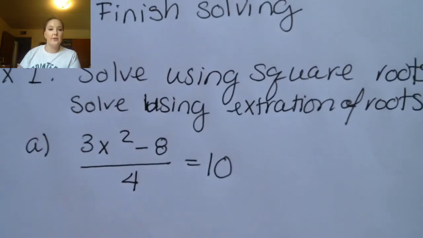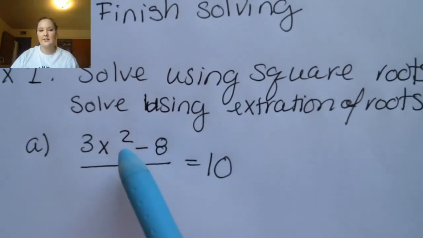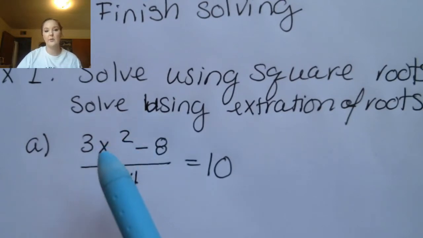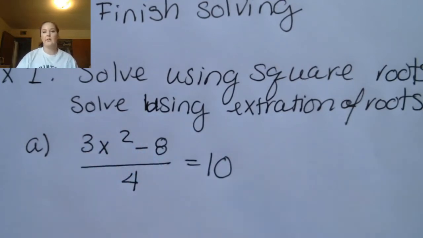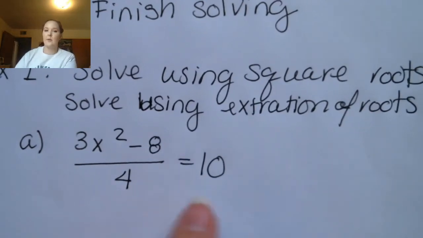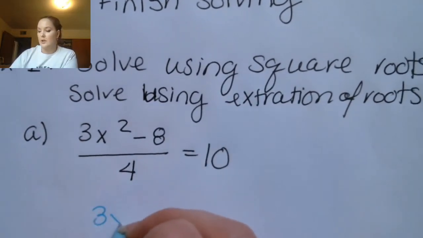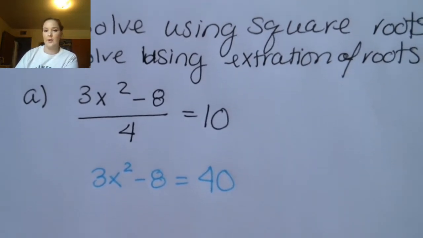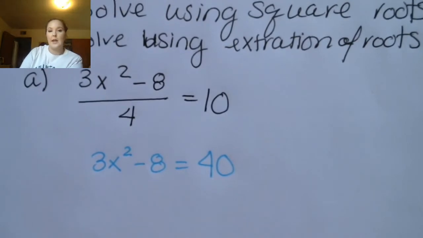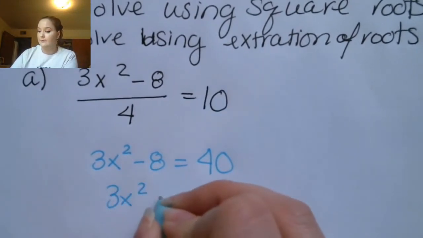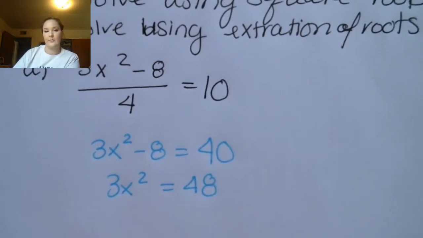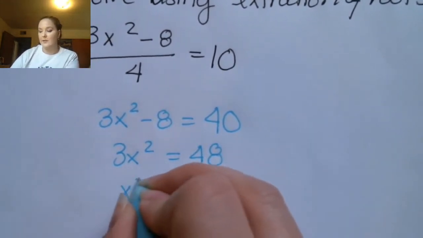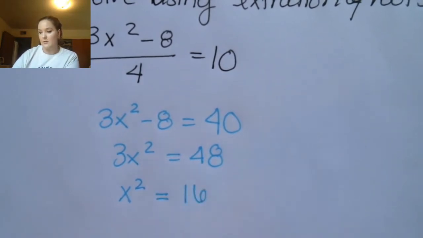So the first thing we want to do is isolate this x squared. That's our square in this equation, so we're going to try to isolate x squared. In order to do that, the first thing I'm going to do is multiply both sides by 4. Now I'm going to add 8 to each side, and then I'm going to divide both sides by 3. Let me make sure I have divided that correctly.